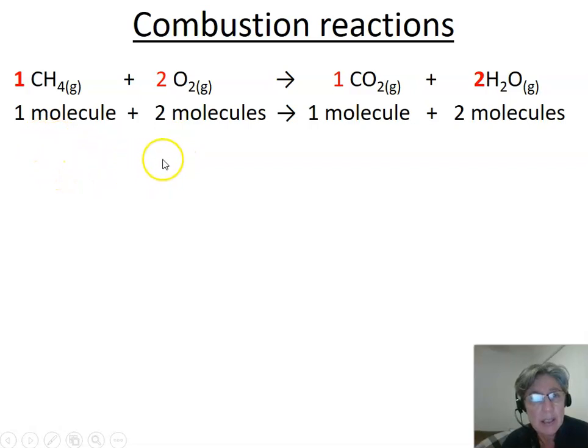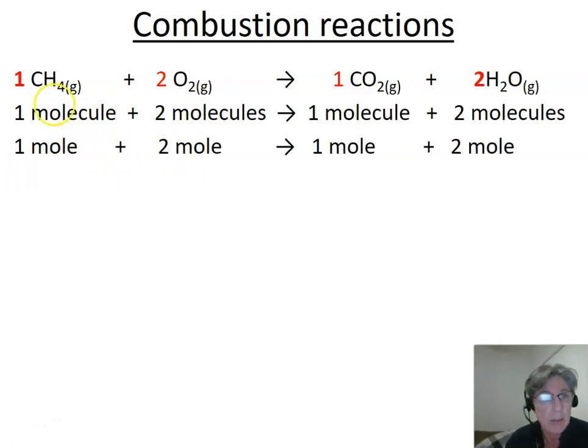So 100 of these, I'd have to have 100 times that. I'd have to have 200. If I've got 100 of these, I would make 100 of those. So if I've got 6.02 by 10 to the 23 of these, I would need 6.02 by 10 to the 23 times this as well. So I'd need 12.04 by 10 to the 23, twice the amount.